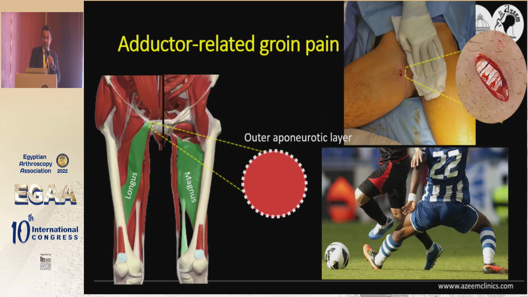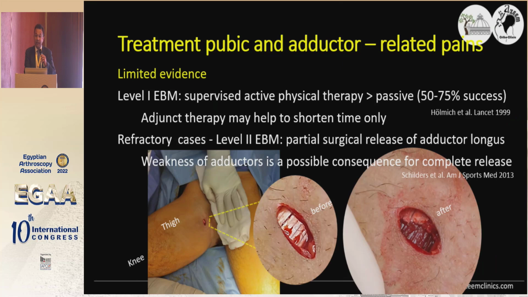Adductor-related pain: this muscle has a special anatomical shape, in that it has a sheath or aponeurosis that goes around the muscle till its insertion. So this muscle especially has a high susceptibility for injury of its aponeurosis. If we look at the literature regarding treatment, we will find that they put the pubic and the adductor-related pains in one entity regarding the treatment.